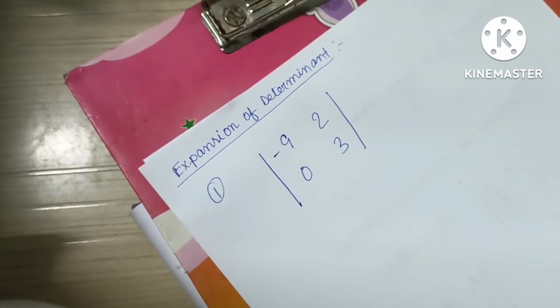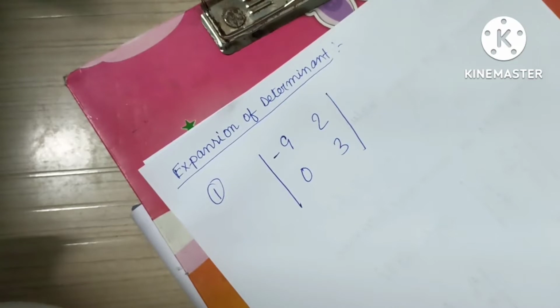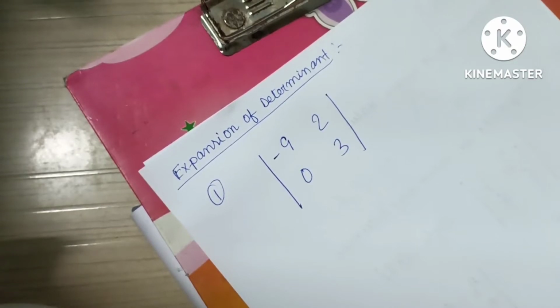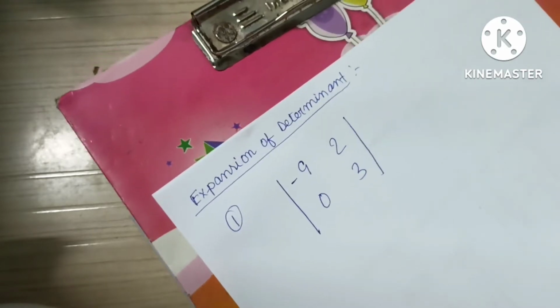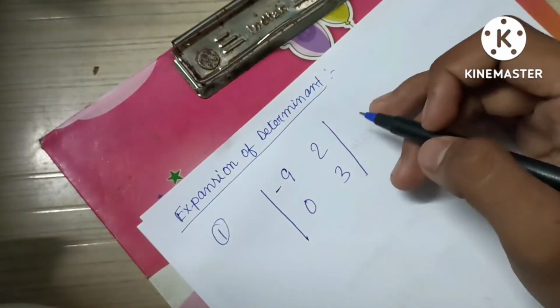The number of rows or the number of columns in a determinant is also called the order of the determinant. If you are asked what is the order of a determinant, we need to just count the number of rows, or we can count the number of columns. The simple reason is that both are equal in determinants. We have already discussed this. So this is a second order determinant.